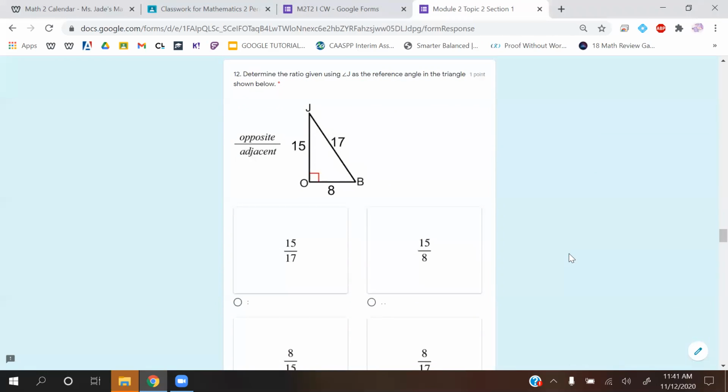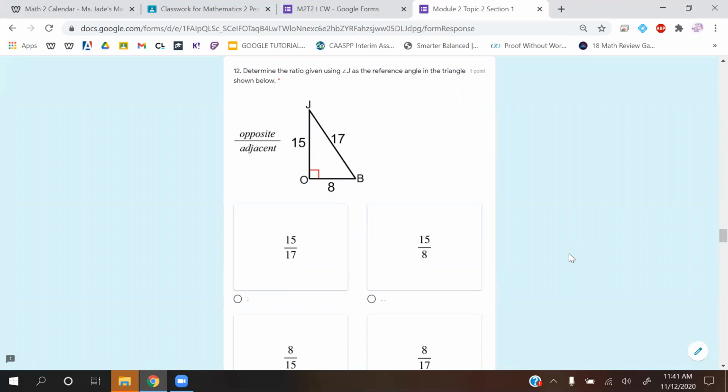Let's take a look at number 12. Number 12 says, determine the ratio given using angle J as the reference angle in the triangle shown below. Once again, we are using angle J as the reference angle, and they want opposite over adjacent. So the opposite side of J, 8. What do you guys think the adjacent side of J is? 15. Yeah, 15. Why is it not 17?